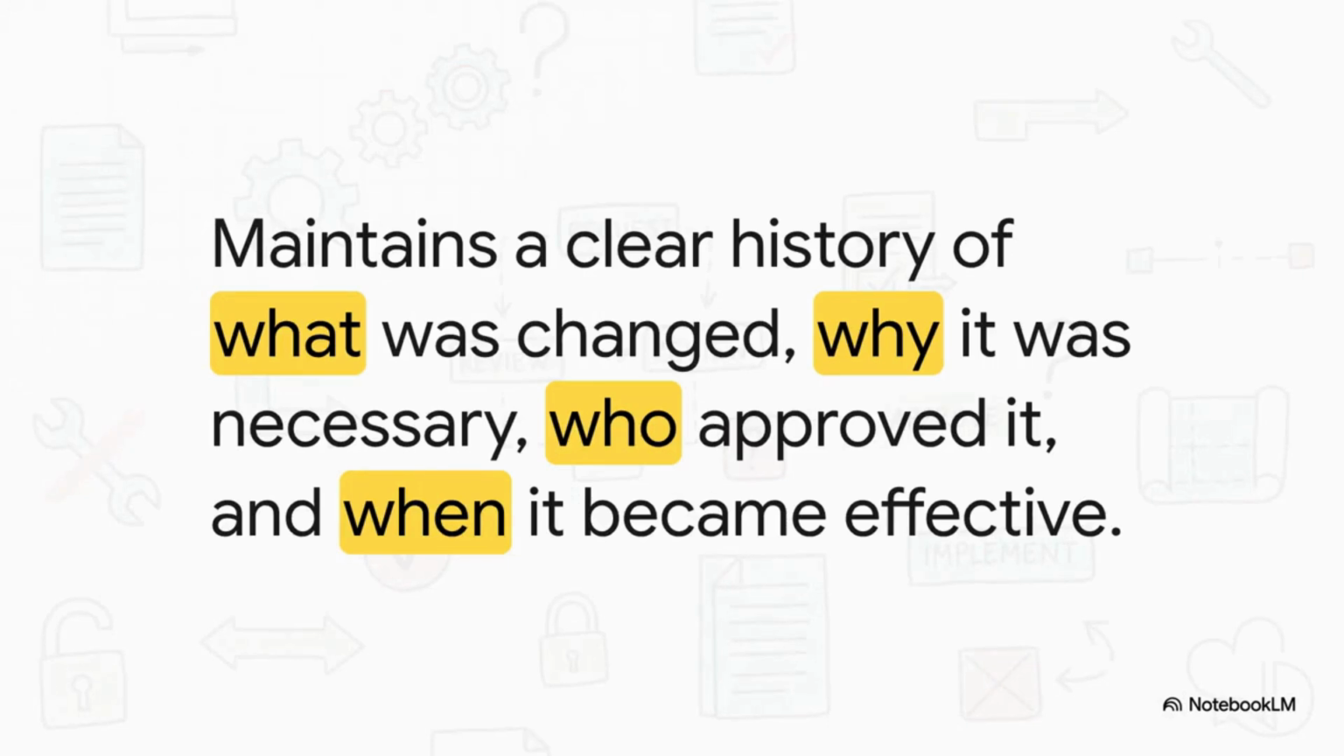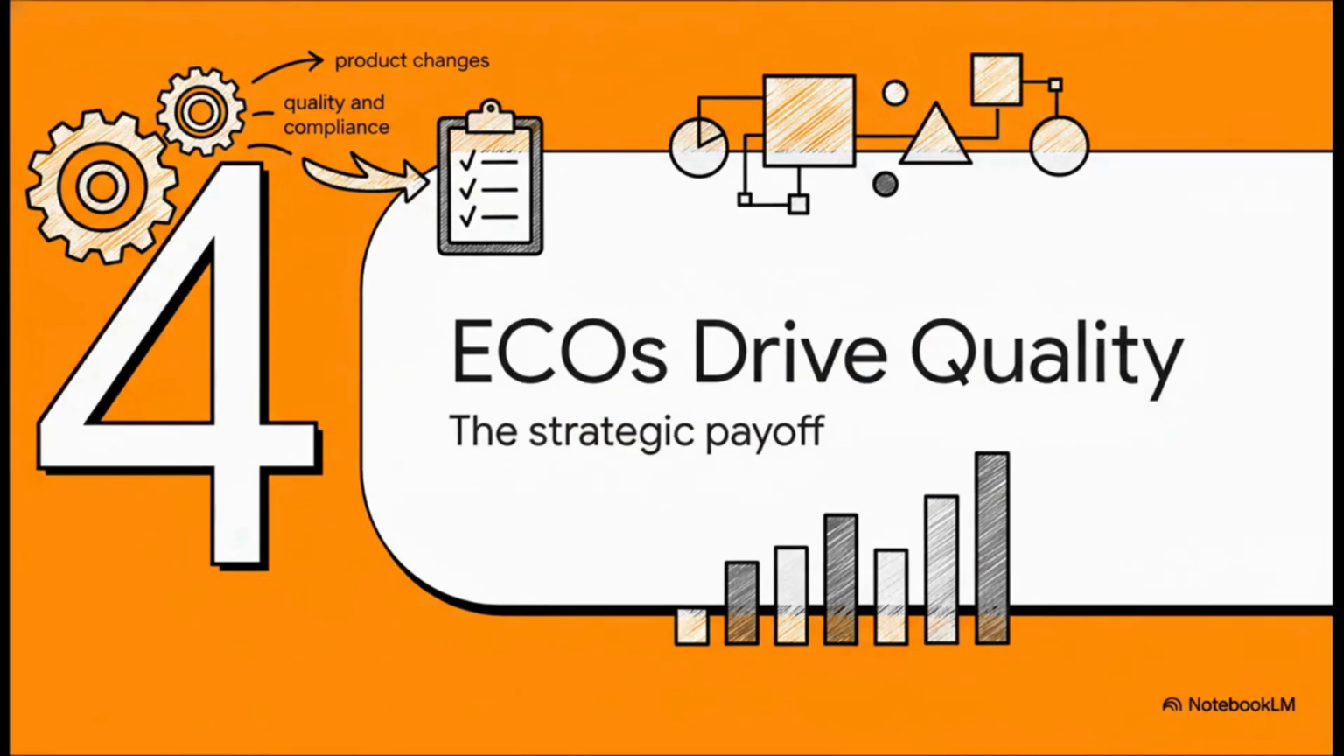And the result of all this discipline is really powerful. You get full traceability. At any point down the road, you can pull the record for any component and answer with absolute certainty: What changed? When did it change? Why did it change? And who signed off on it? This all brings us to the strategic payoff.